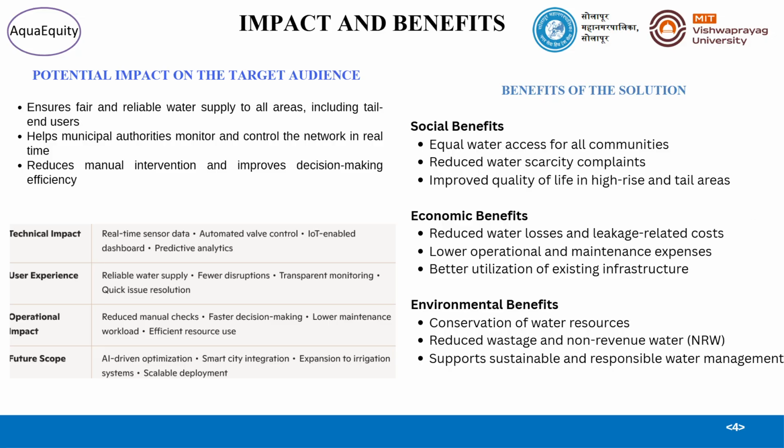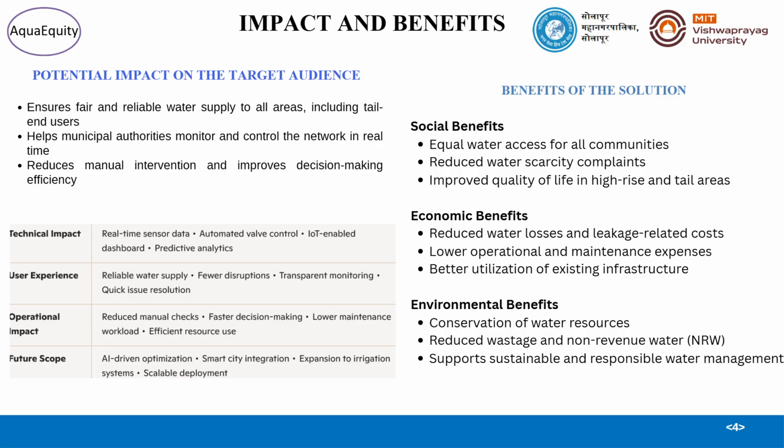Now the impact and benefits. The potential impact on the target audience is a fair and reliable water supply to all areas, including tail-end users. It helps municipal authorities monitor and control the network in real time, reduces manual intervention, and improves decision-making efficiency. In technical impact, sensors, automated valve control and IoT make proper sense of water usage and measure the pressure.